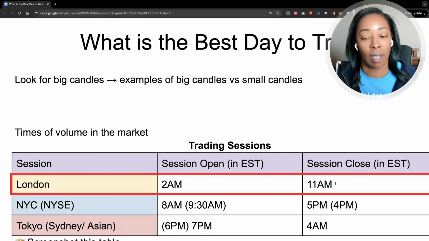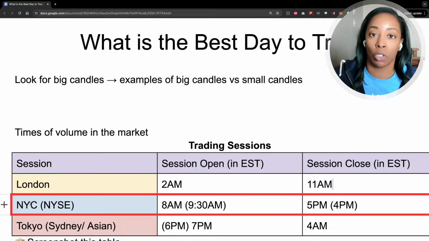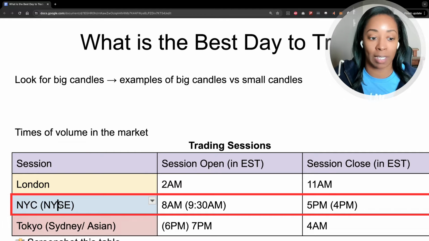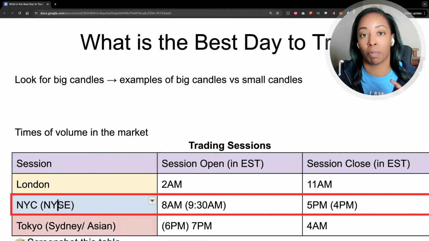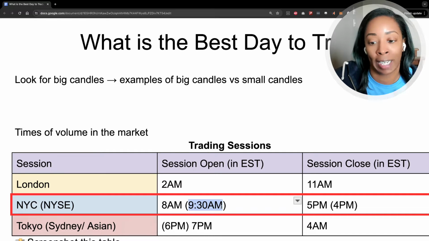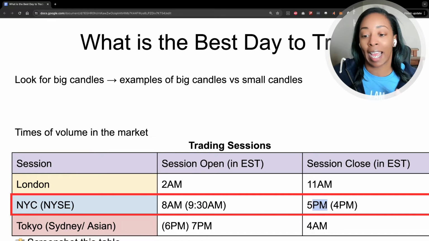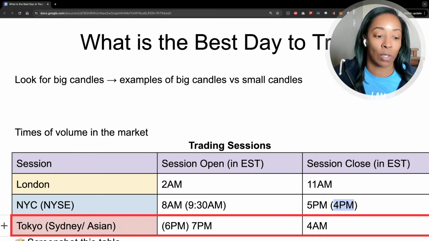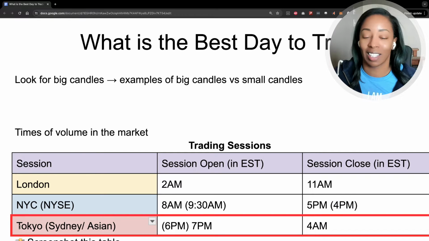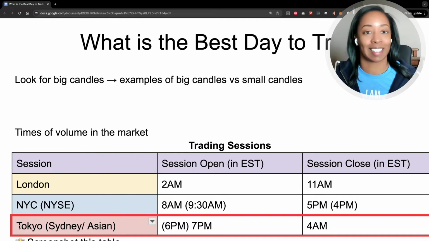It's going to be 2 a.m. to 11 a.m. for London, and then there's the New York session, but then there's also New York Stock Exchange, which is basically when the stock market is open. So New York is going to be 8 a.m., but then the stock market is going to open up at 9:30 a.m. And then you're going to have that market close at 5, and then you're going to have the stock market close at 4. And then there's also Tokyo, people also call it the Asian session. It also has the Sydney session.